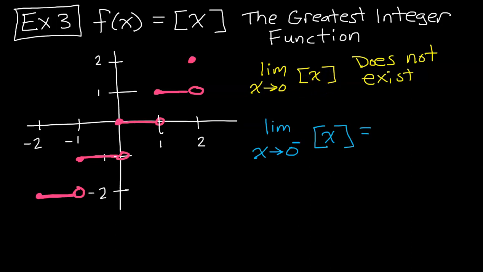Now, what about the limit of the greatest integer function as x approaches 0 from the left? See the little negative sign? That means from the left. So as x approaches 0 from the left, the function is approaching -1. On the other hand, as x approaches 0 from the right, the value of the function is approaching 0.